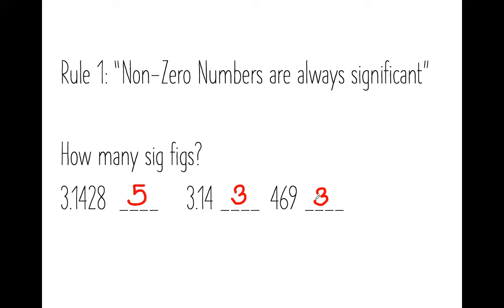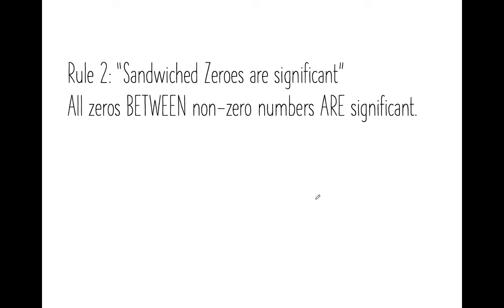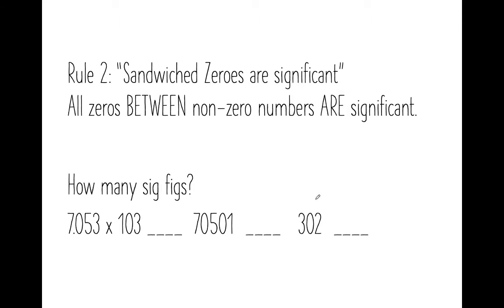Things get a little bit complicated when you have zeros. Our second rule is that sandwiched zeros, so zeros that are found between 2 non-zero numbers, are always significant. So let's look at these examples. 7.053 times 10 to the power of 3. This is supposed to be an exponent. To start off here, whenever you're looking at a number expressed in scientific notation, you never look at the 10 to the exponent part. So this never counts towards your significant digits. However, that first bit always does.